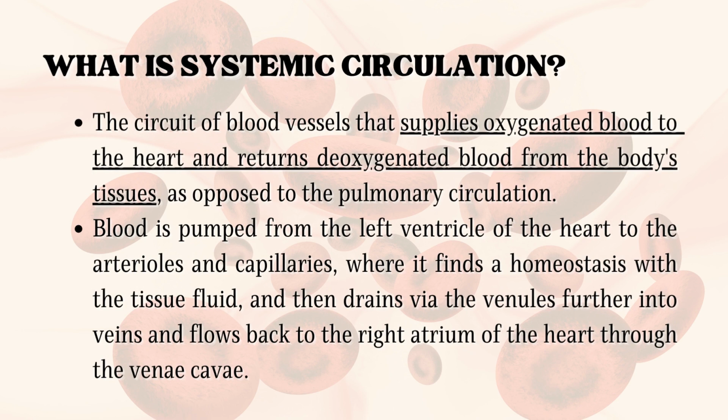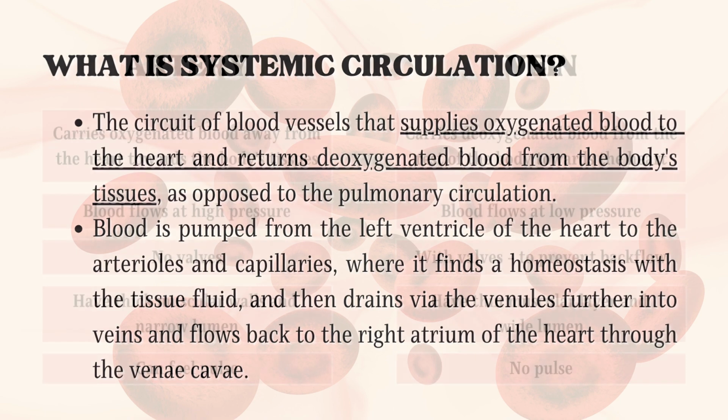This circulation is the circuit of blood vessels that supplies oxygenated blood to the heart and returns the deoxygenated blood from the body's tissues, as opposed to the pulmonary circulation. The blood is pumped from the left ventricle of the heart to the arterioles and capillaries, where it finds a homeostasis with the tissue fluids, and then drains via the venules further into the veins and flows back to the right atrium of the heart through the venae cavae.